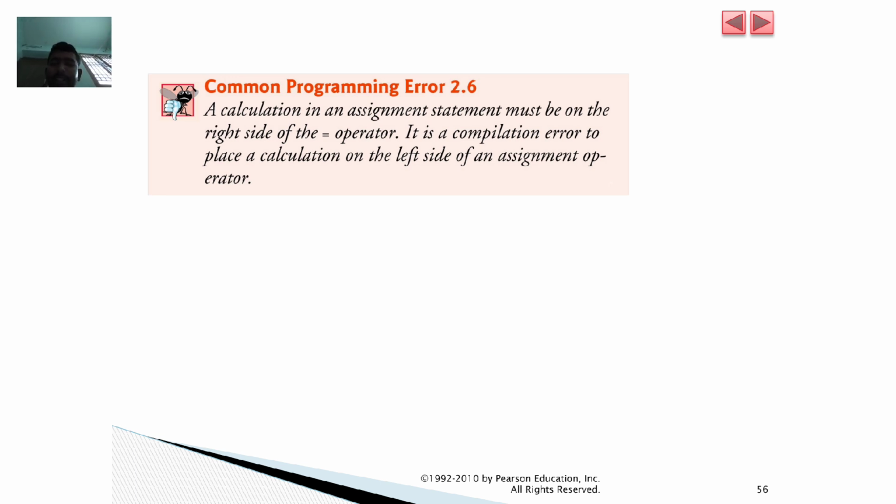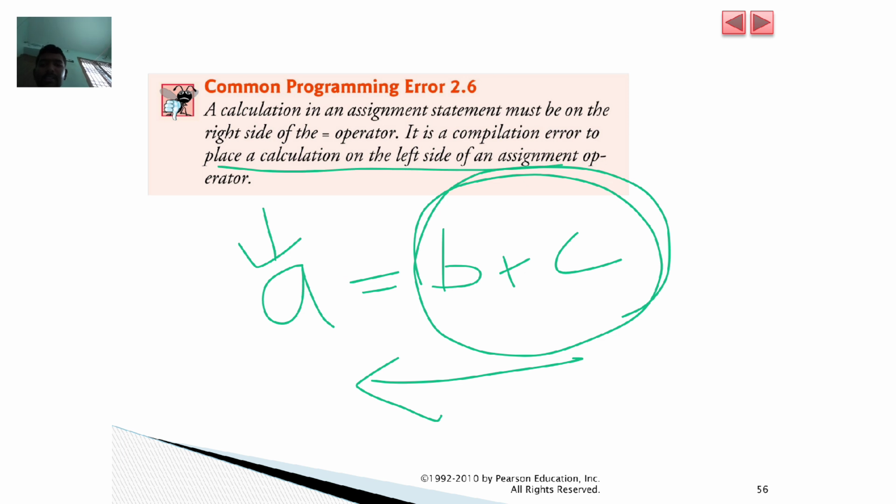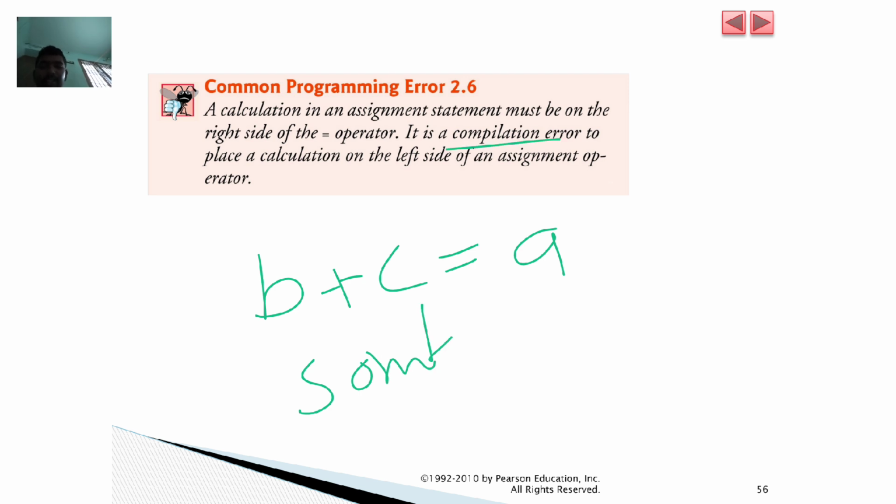The calculation in an assignment statement must be on the right side of the operator. As I have explained previously, a is equal to b plus c. The whole operation should be done on the right side. The assignment should be towards the left. It is a compiler error to place the calculation on the left. If you write b plus c is equal to a, it will throw a compilation error.